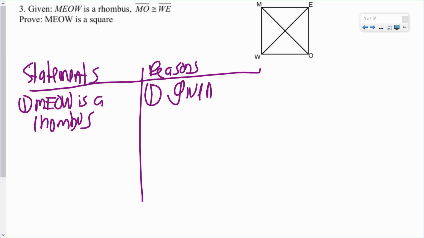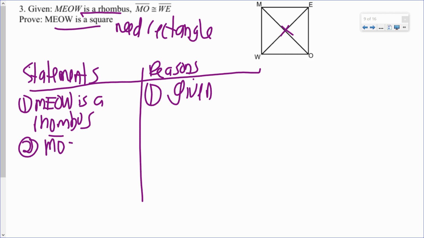Given. So it wants me to prove a square. A square needs to be a rectangle and a rhombus. It's already a rhombus, so I need the rectangle. I need one of the two rectangle proofs. Once I have one of the two rectangle proofs, I can state that it's a square. So I'm looking either for congruent diagonals or a right angle. MO is congruent to WE. Those are congruent diagonals. MO is congruent to WE.